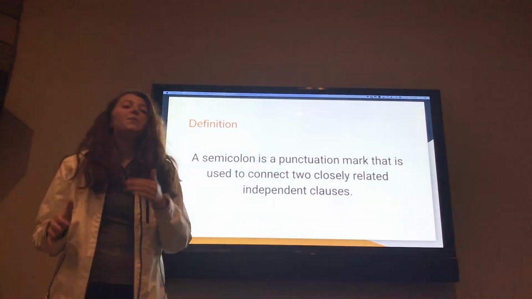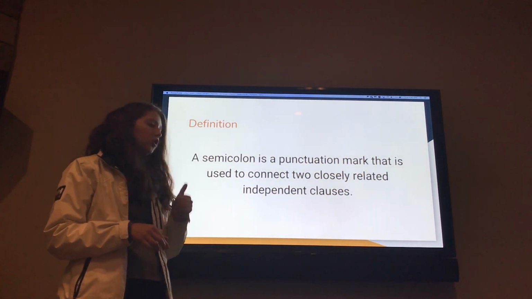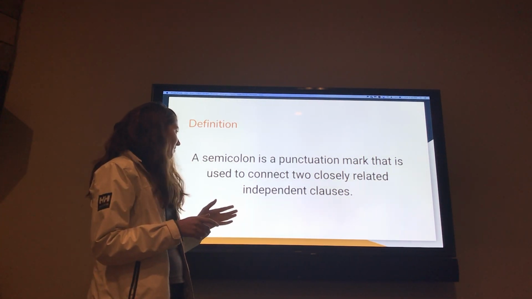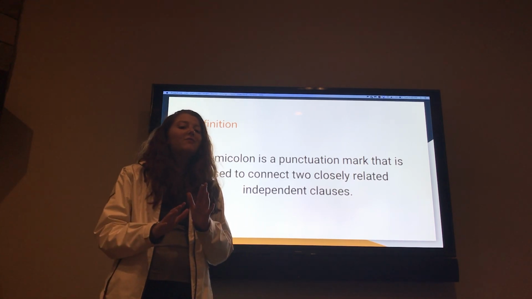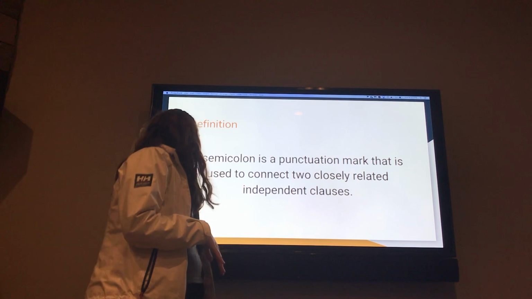A semicolon is a punctuation mark that is used to combine two closely related independent clauses. I'm sure you're wondering, what are independent clauses? Don't worry, here's some background knowledge for you to better understand this definition.